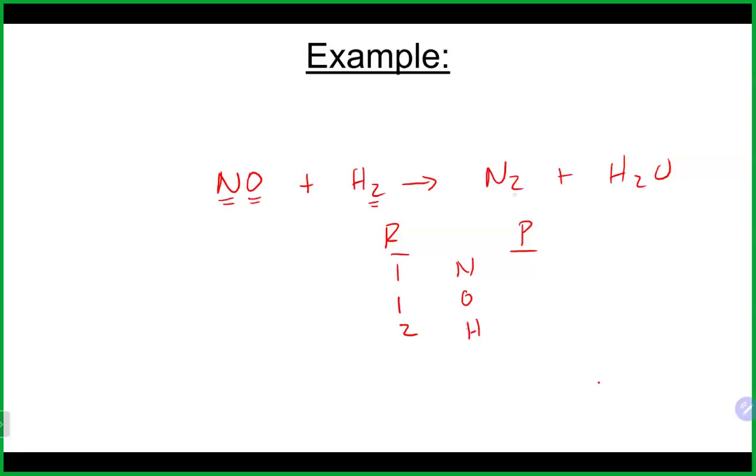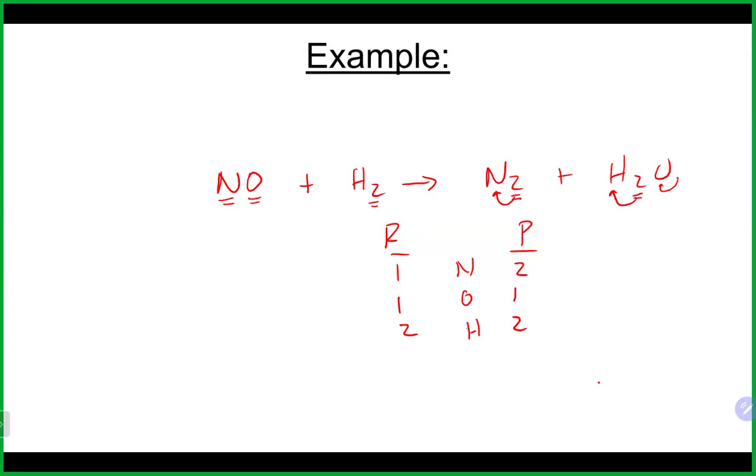Going to the right-hand side, we have 2 hydrogens. Remember, the subscript goes with the element to the left of it. So that's going to be 2 hydrogens. And we have, again, nothing written there, which means we have 1 oxygen.